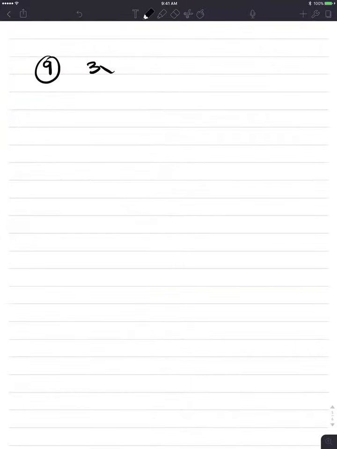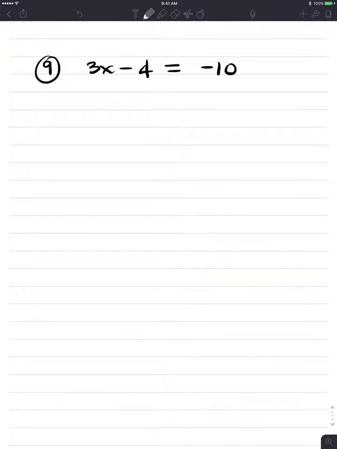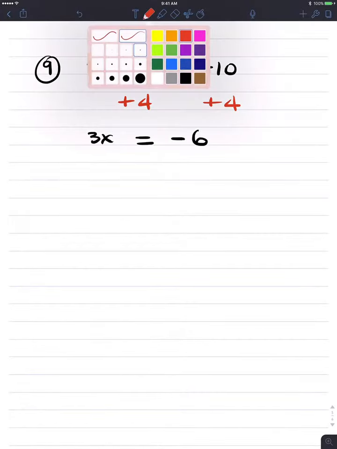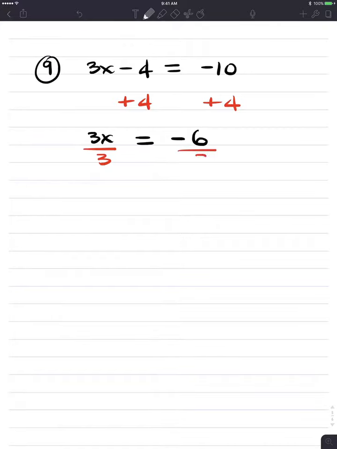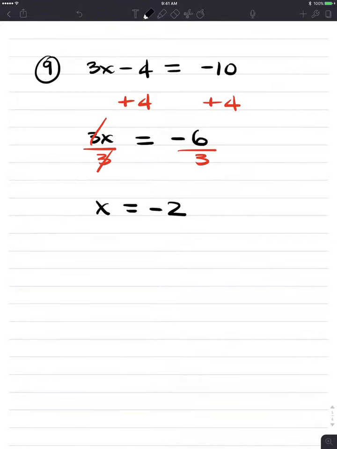Number 9, we have 3x minus 4 is negative 10. What's happening to our x is we are being multiplied by 3 and subtracted by 4. Two operations to undo. You always undo addition or subtraction first. In this case, it's subtraction. We're going to add 4 to both sides to undo the subtraction of 4 to x. We end up with 3x equals negative 10 plus 4, which is negative 6. We're going to divide now both sides by 3, and we end up getting x equal to negative 2. A negative divided by a positive is a negative.